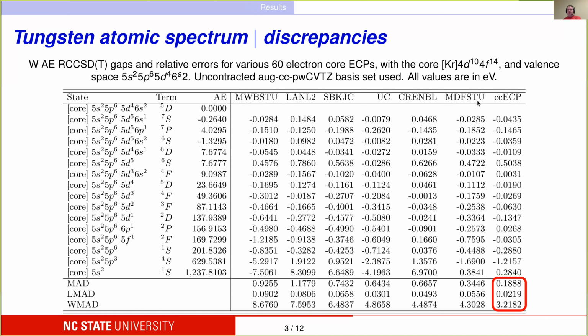Here we have our ccECP, which, looking at the very bottom, has the best mean absolute deviation out of the bunch. And this essentially says that we have the least error across the entire spectrum. We'll talk about LMAD a little bit later, and WMAD simply weights towards smaller gaps having more of an impact on the final number.